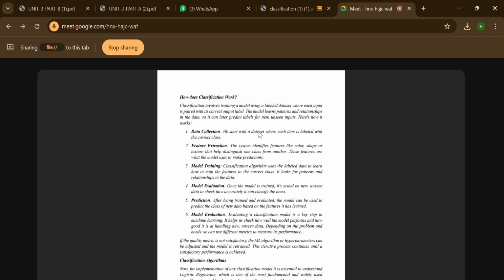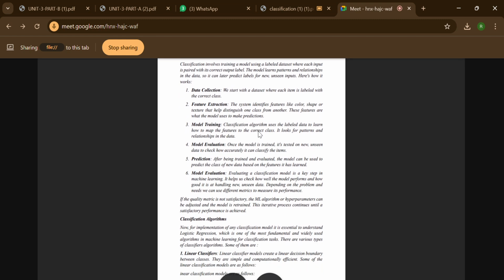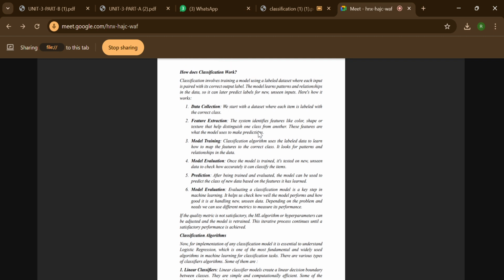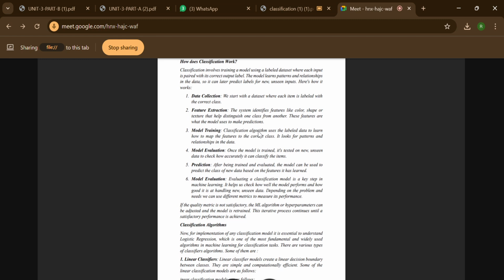Next one is model training. The algorithm learns patterns from labeled data. Next one is model evaluation. Test the model on unseen data. Next one is prediction. Use the trained model to classify new data. Next one is improvement. Tune hyperparameters if accuracy is not satisfactory. These are the six steps of how classification works, very helpful.